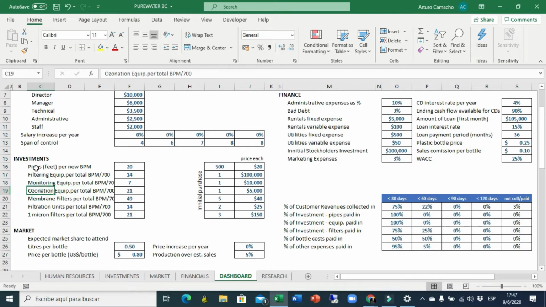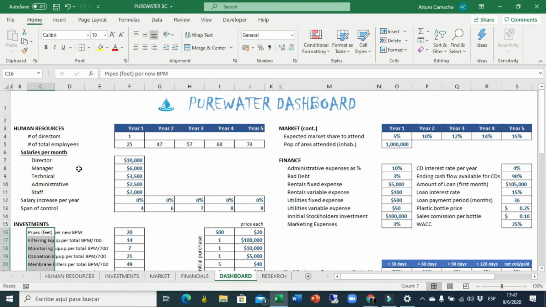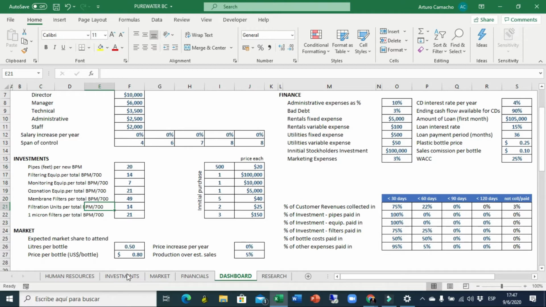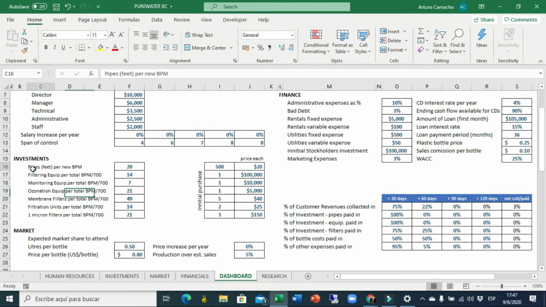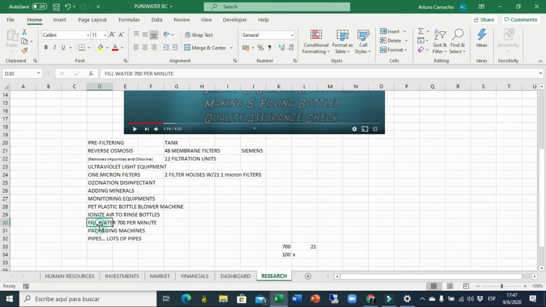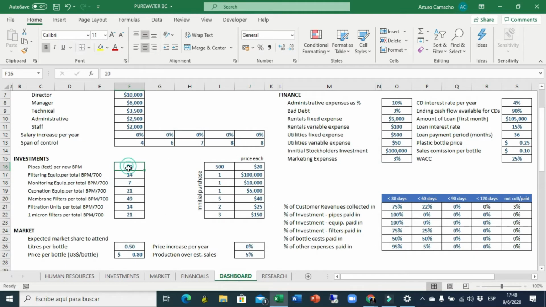Okay, now the investments. Let me take this one down so you can see the whole text. Okay, and in the investments, remember all this thing over here? Well, that's now here. That is the amount of feet of pipes for each new bottle per minute. That means, remember, the sizing of your factory. The filtering equipment too, which was the research, which were 700 water fillings per minute, or the bottles that are produced per minute, and all these 48, 12, 21. Well, that's what is here.